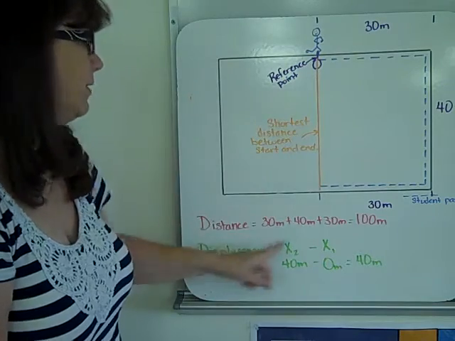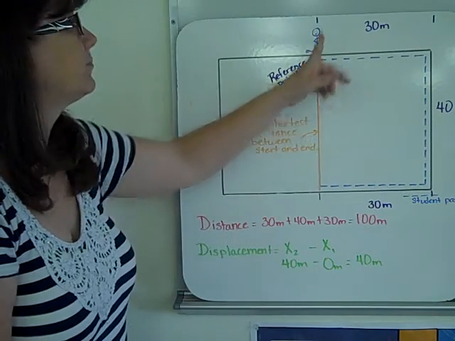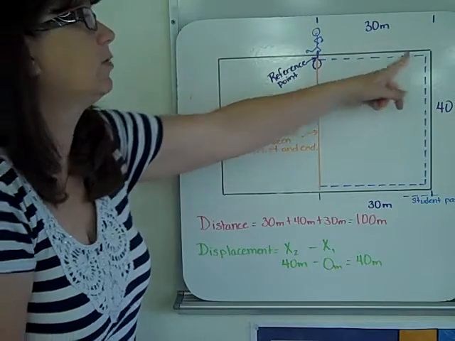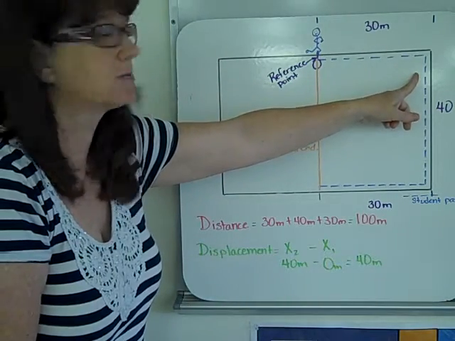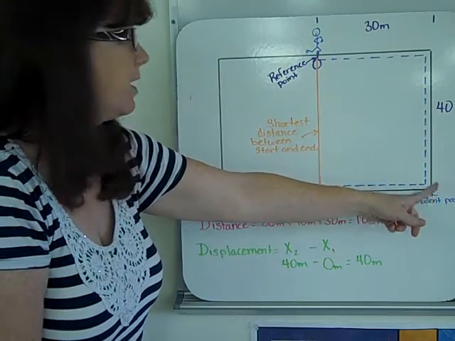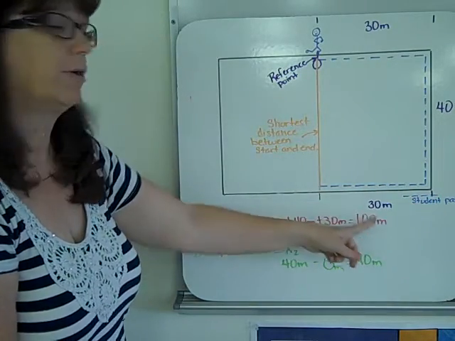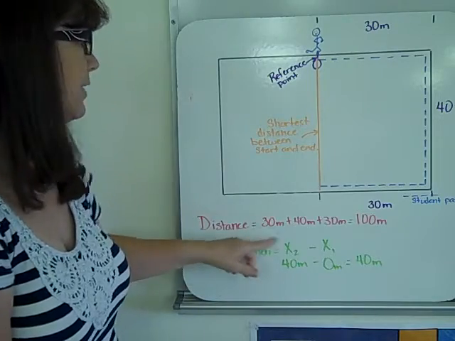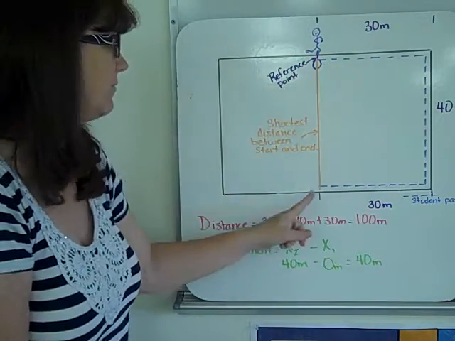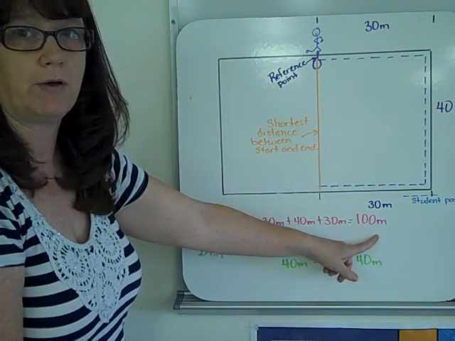So we want to calculate the distance that he's traveled. We have him here starting at 0 going to the first corner, which is 30 meters. From this corner to the next corner it's 40 meters. And then from this corner to this corner it's 30 meters. So we can add those together and we get a total distance that our runner has traveled to get to here of 100 meters.